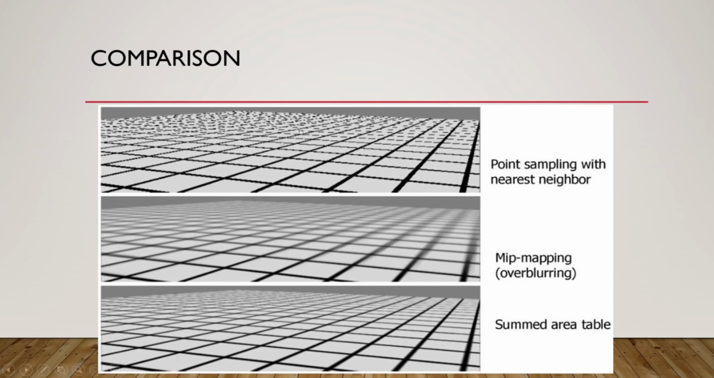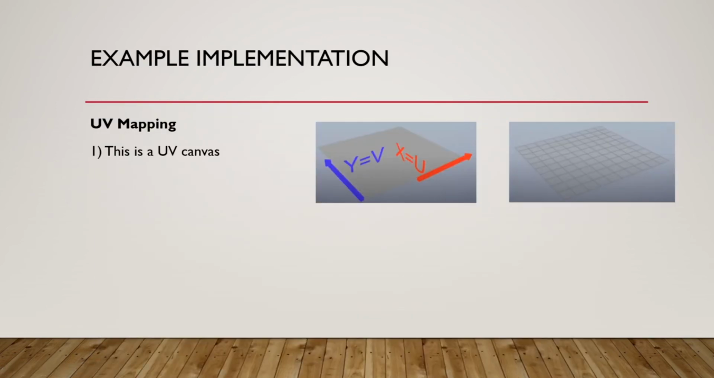So this is the visualization. As you can see, point sampling will produce jagged lines. Mip mapping will produce over blurring, but no jagged lines, it is smooth. Summed area table is the best. No jagged lines and no overblurring. Now let's move on to the implementation.